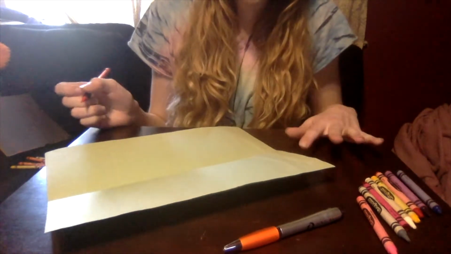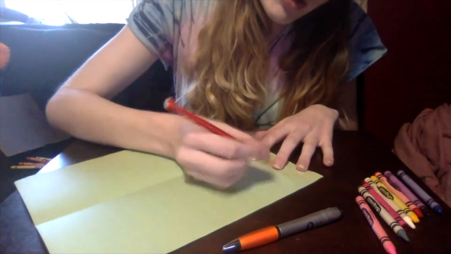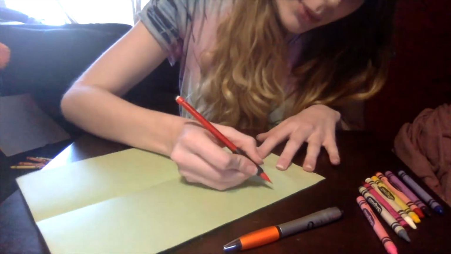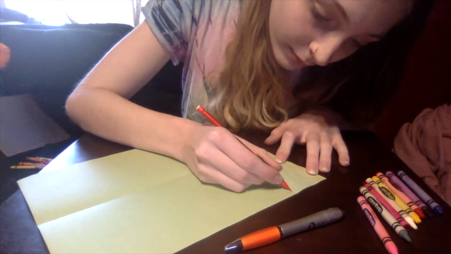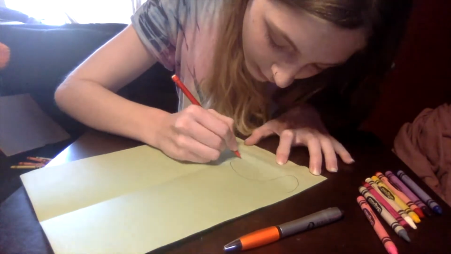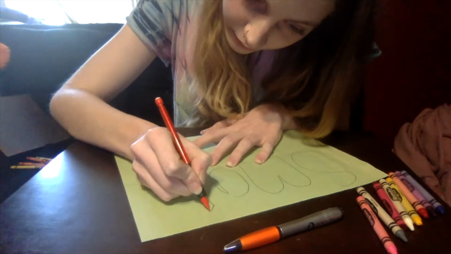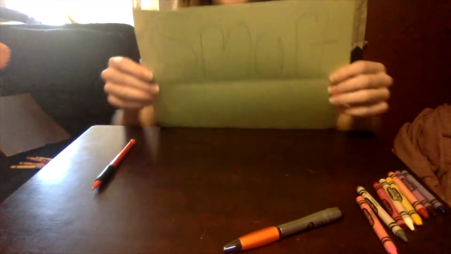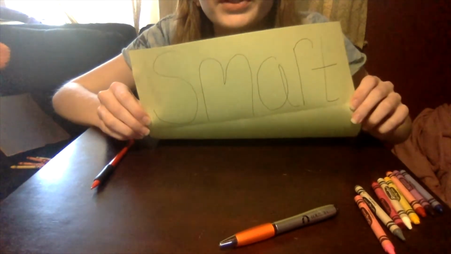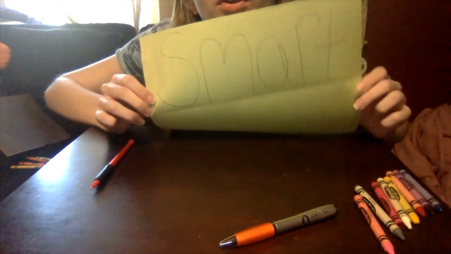So I'm going to write the word smart because that's the adjective that I would use to describe myself. And then we're going to write it as big as possible. Make sure you save yourself enough room. Alright, and there we go. There's my word, or my adjective that describes me, smart. And as you can see, I put it as closely to this fold as possible.